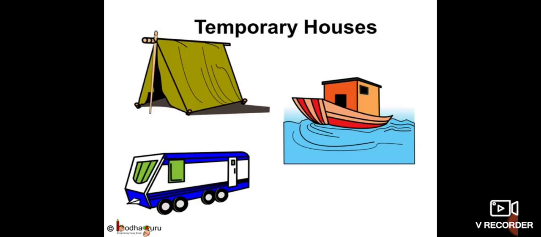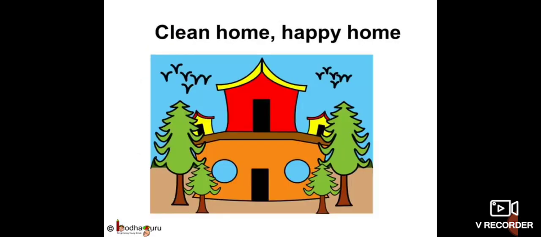People on the move prefer temporary houses that can be moved from one place to another. For example, houseboats in water, caravans on road, and not to forget the very lightweight tents which can be fixed easily. The houses may be of different types, but all of them are used for shelter and safety.